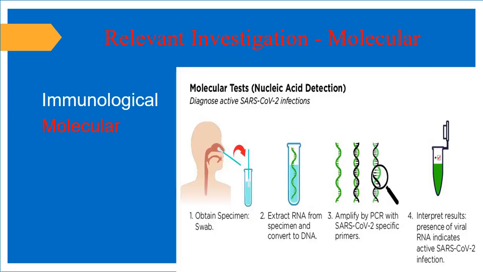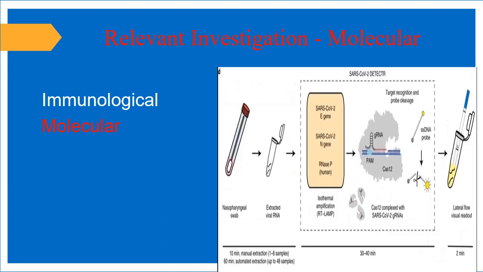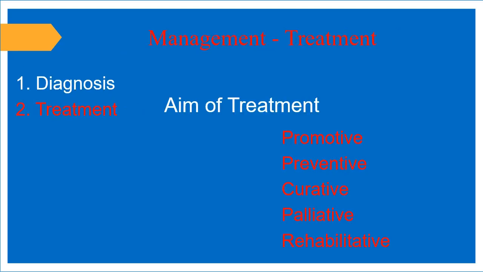Molecular tests are more specific and detect the nucleic acid of the virus and can be done in several ways. The standard is PCR, which stands for polymerase chain reaction, in which the nucleic acid is amplified and then detected. CRISPR, which stands for clusters of regularly interspersed short palindromic repeats, is a recently developed gene editing technique which holds huge potential both for diagnosis and treatment. Once we have made a diagnosis, we go for treatment.